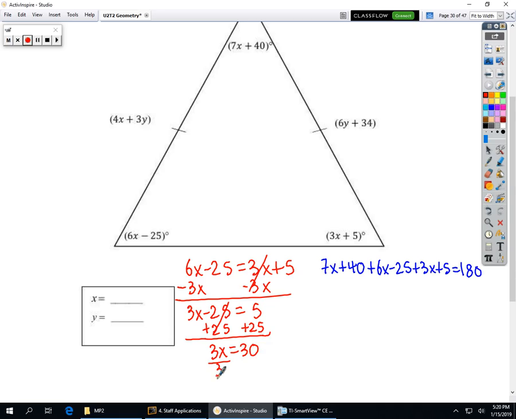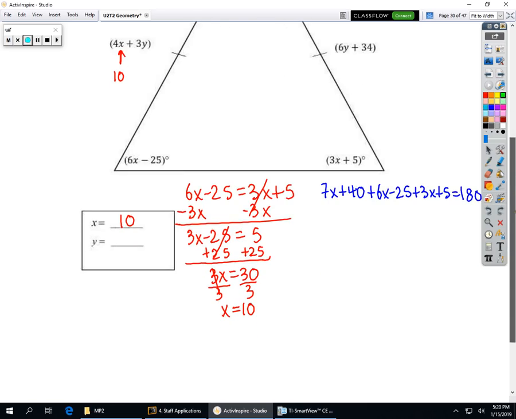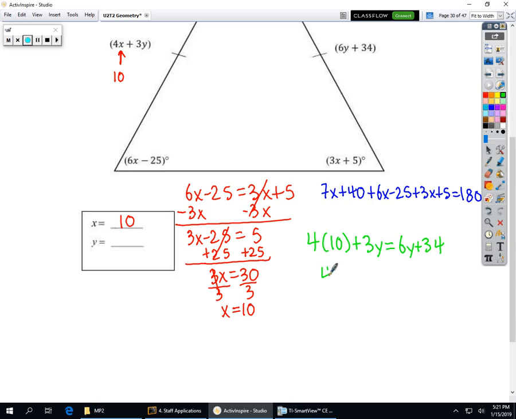I need to divide by 3 on both sides. Cancel. X equals 10. Now that I have 10, I can plug in 10 here and use that 10 to help find the rest. So 4 times 10, because I plugged in the 10, plus 3y equals 6y plus 34. 4 times 10 is 40, plus 3y equals 6y plus 34.